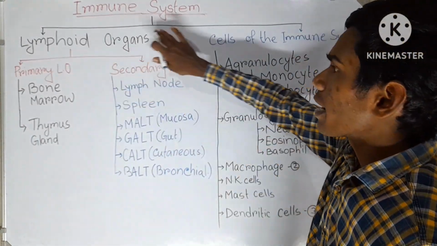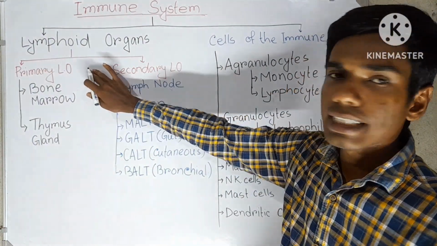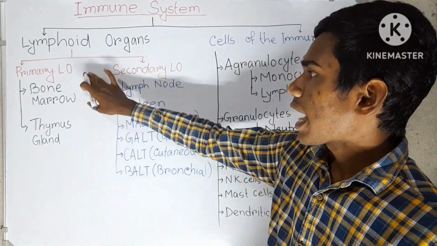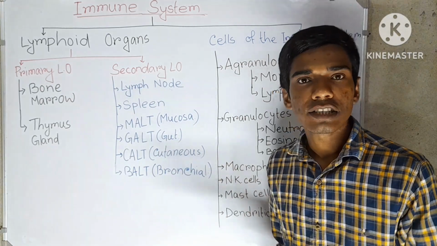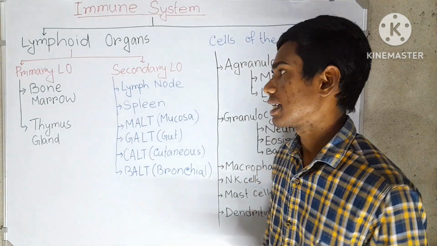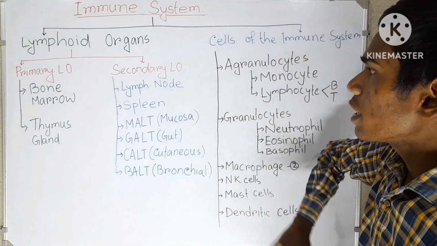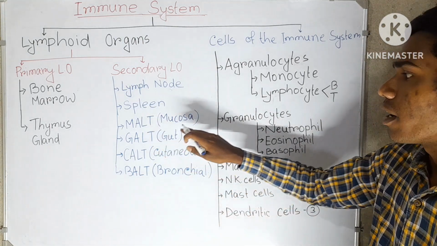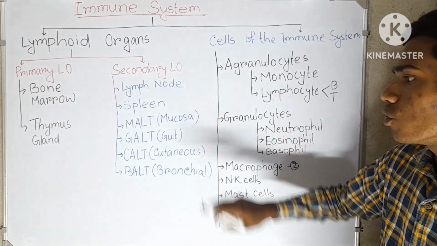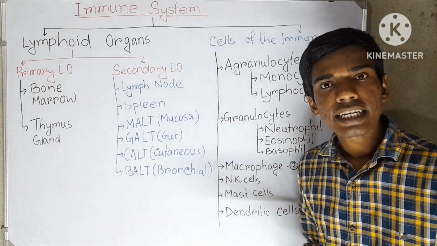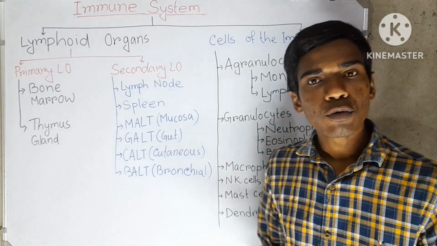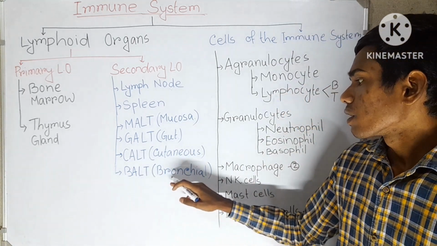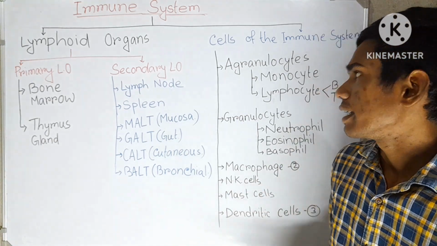The lymphoid organs are mainly of two types. These are primary lymphoid organs and secondary lymphoid organs. The primary lymphoid organs consist of bone marrow and thymus gland. But the secondary lymphoid organs consist of lymph nodes, spleen, MALT or mucosa associated lymphoid tissue, GALT or gut associated lymphoid tissue, CALT or cutaneous associated lymphoid tissue, and BALT or bronchial associated lymphoid tissues.